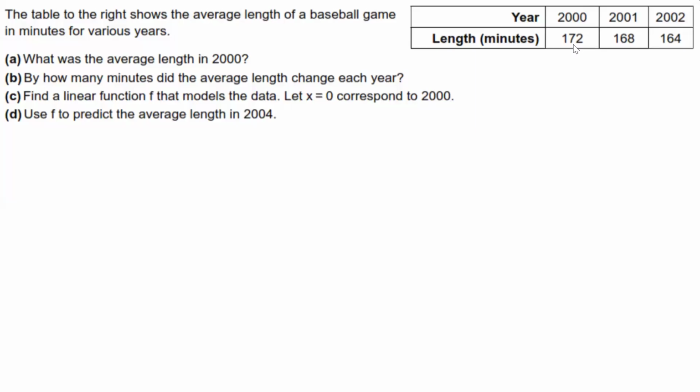All right, so here we have the table shows the average length of baseball games in minutes for various years. And so for A, what was the average length in 2000? Well, it was equal to 172 minutes.